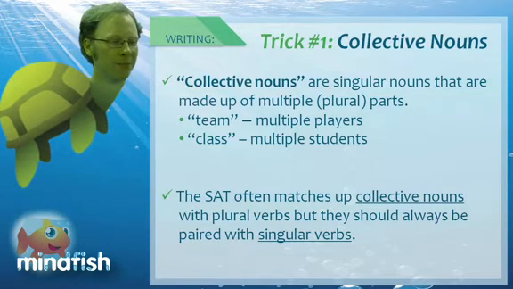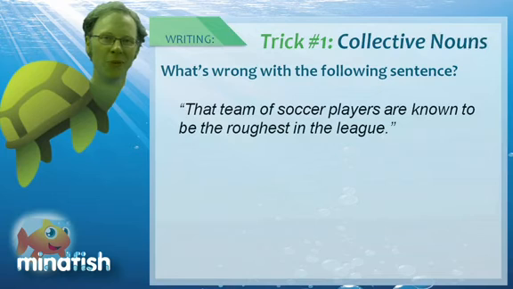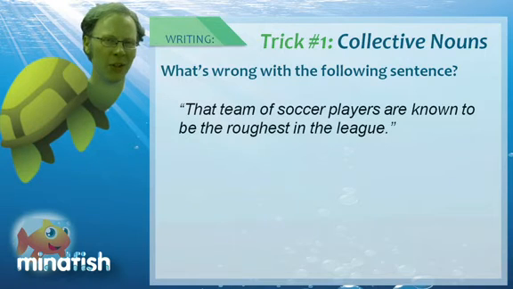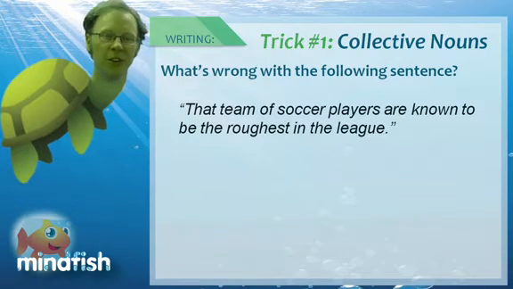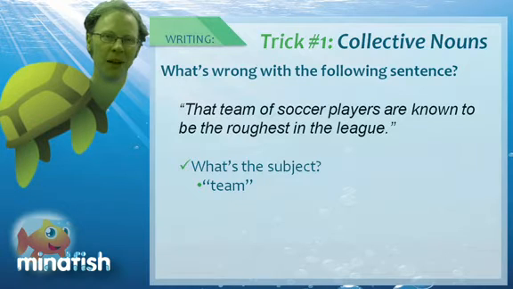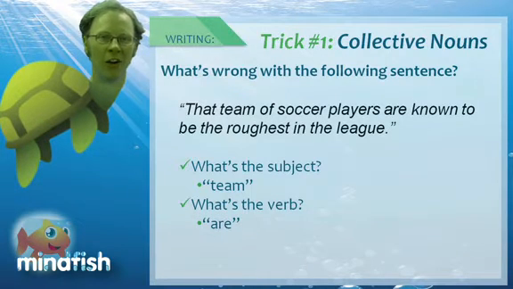Let's see how. For example, what's wrong with the following sentence? "That team of soccer players are known to be the roughest in the league." Well, at a first glance it might sound okay, but there's a problem here. The first thing you should ask yourself is, what is the subject of this sentence? The subject is team, a singular noun. The problem, therefore, is that the verb are is plural and doesn't match our singular subject team.